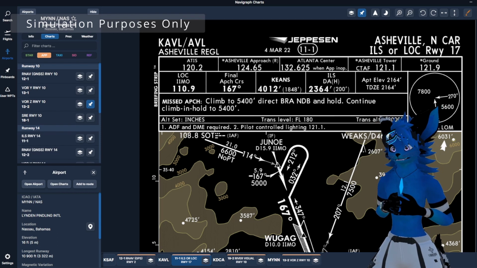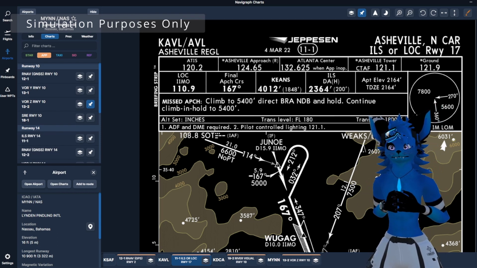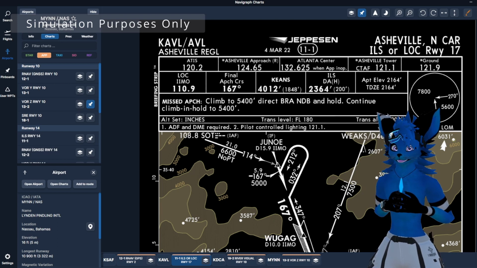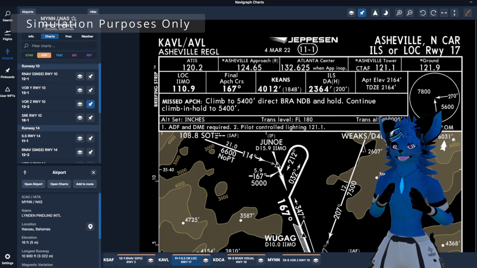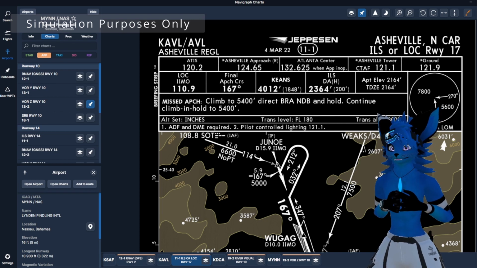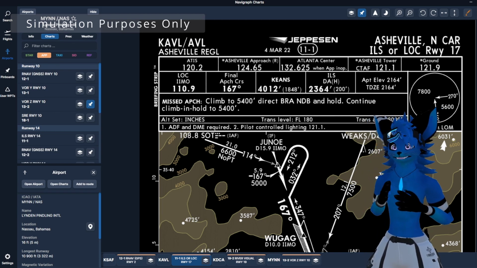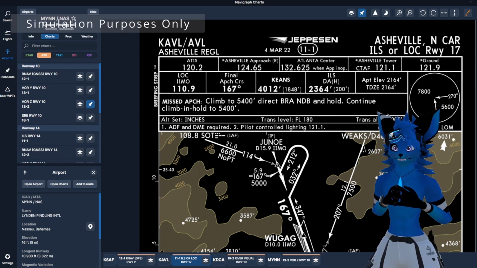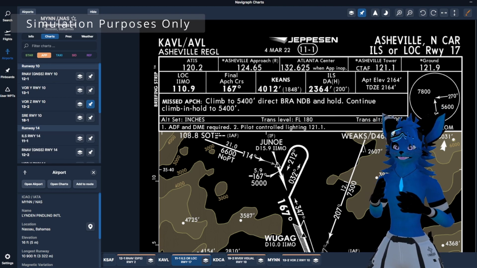Our final approach fix is at Keens, and we need to cross it at 4,012 feet above sea level or 1,848 feet above the ground. The big, bold white numbers are your height above sea level. The number in parentheses is your height above the ground. Our ILS decision altitude is 2,364 feet. Our decision height is 200 feet. So remember, decision altitude is height above sea level. Decision height is your height above ground level.